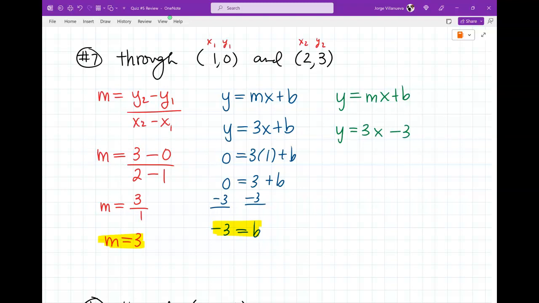So the colors are just so that you can see how I itemized it. For the first one, we found the slope. For the next one, we found our y-intercept. For the next one, we plugged it in.